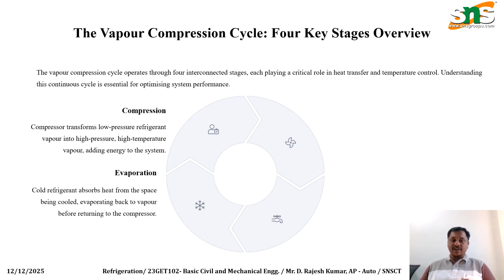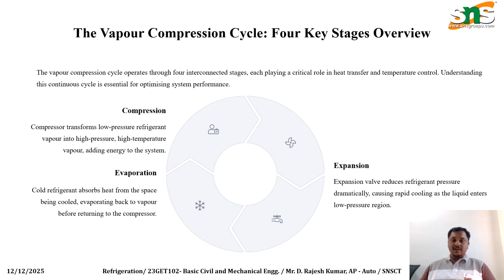Next is the evaporation. Here the liquid refrigerant goes to the evaporation area, absorbs the heat from the particular area and becomes the vapor. Next is the expansion. Here the expansion valve is capable of circulating the refrigerant through the temperature and pressure variations.